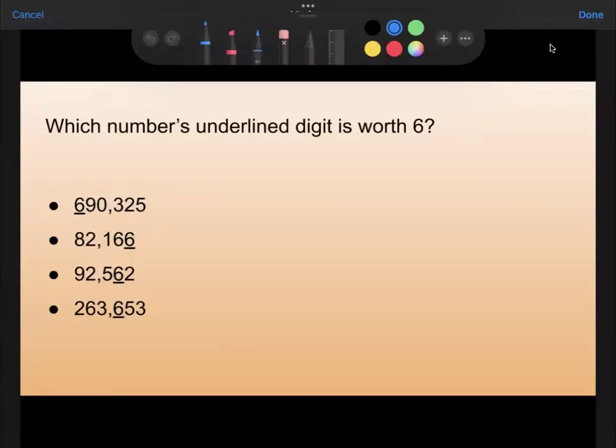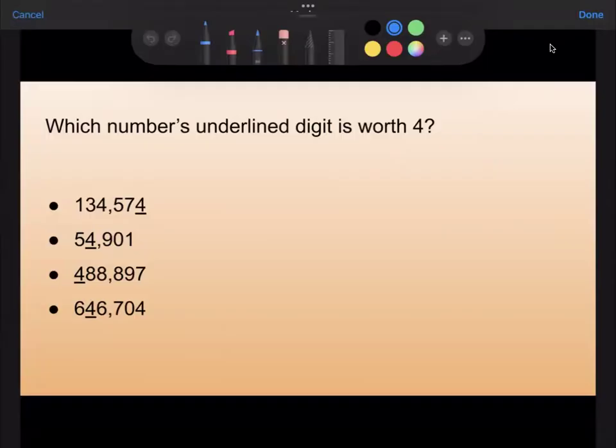Okay, here is our next one. Which number's underlined digit is worth 6? If it's only worth 6, that means it's worth 6 ones. So we're probably looking for a 6 in the ones place. If we go over to our first number, the underlined 6 is not in the ones place. That's in the 100,000s place. So we're going to cross that one off. In the second number, the underlined 6 is indeed in the ones place. So that underlined 6 does represent 6 ones and has a value of 6. So this is the answer that we are looking for.